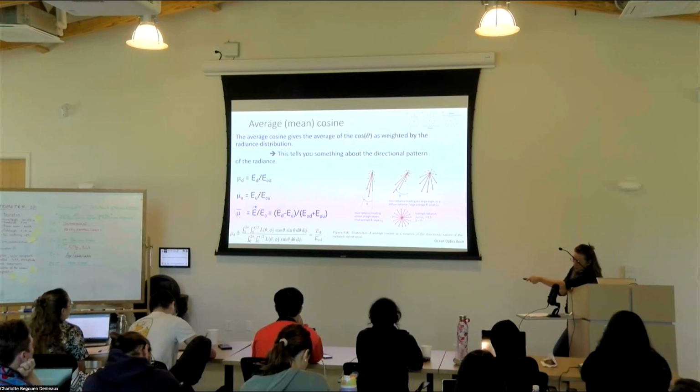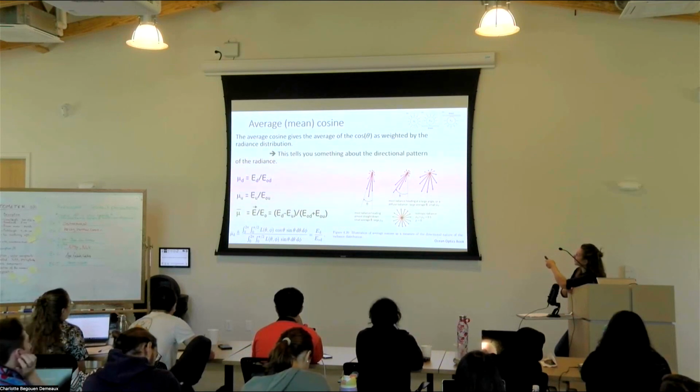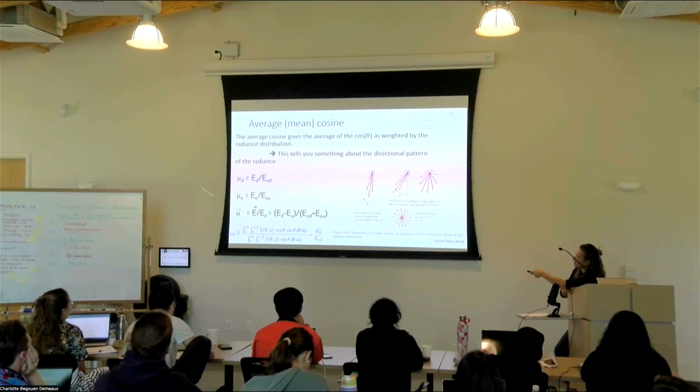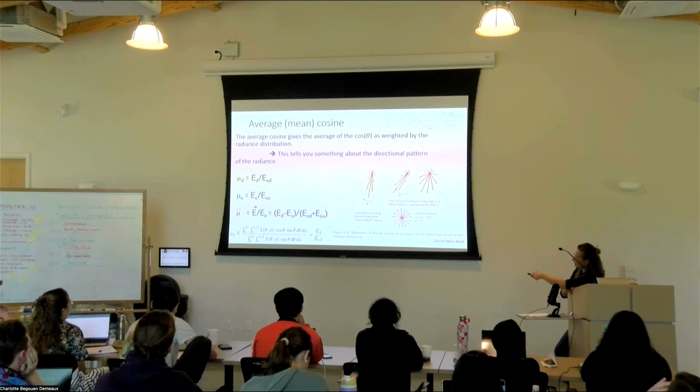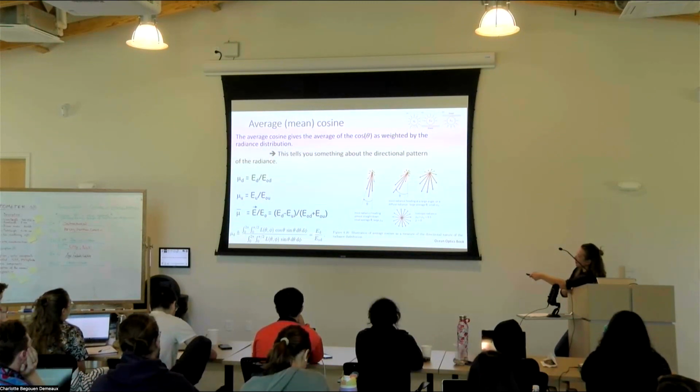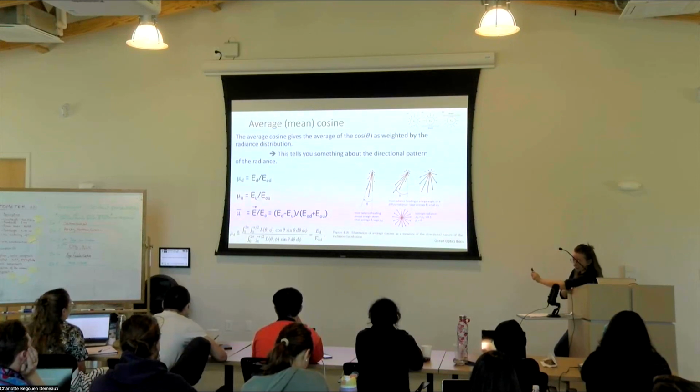So there are three average cosines. There's mu d, which is the downwelling irradiance over the downwelling scalar irradiance. So remember this one. Then there's mu u, which is upwelling over scalar upwelling. And then there's overall mu, which is directional E over scalar E, which is basically telling you if the light is more coming from the top or from the bottom. So it's going to be positive in one case, negative in the other.